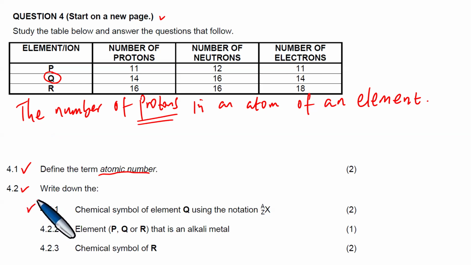Let us write down the chemical symbol of element Q. A couple of things are very important. The number of protons is 14. So you have 14 protons, the neutrons are 16, and the electrons are 14. So what is the chemical symbol of element Q with exactly these?